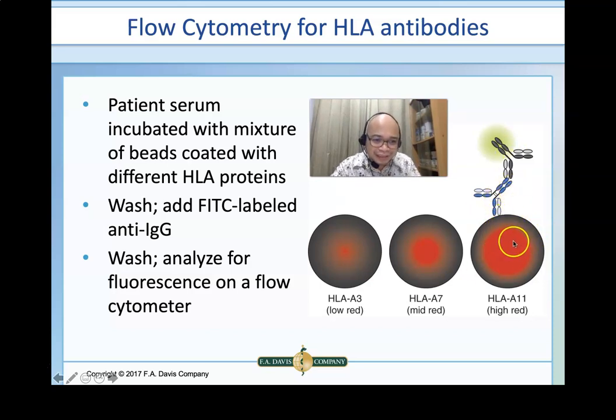Okay, so here is the particular HLA, and the HLA is actually coated on the beads. For example, the patient is positive for anti-HLA A11. The antibodies of the patient will bind with the bead, and then the anti-IgG-FITC label will bind at the Fc portion of the patient's antibody. And this is the one that will create the signal in flow cytometry.